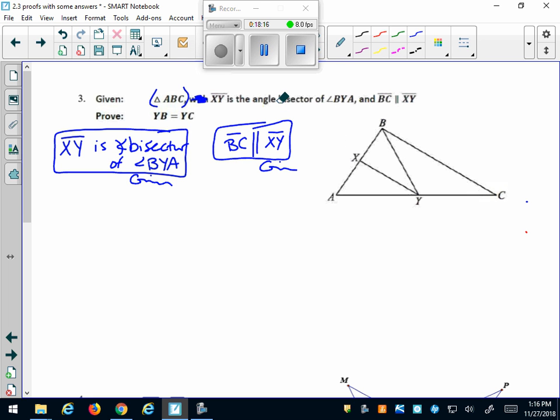So right now, let's mark the diagram. BC is parallel to XY. We use these little arrows to show those parallel. And also XY is the angle bisector of angle BYA. If XY is the angle bisector of angle BYA, what two angles would be congruent to each other? Bisector always creates two congruent somethings, right? If it's an angle bisector, it's two congruent angles. If it's a segment bisector, it's two congruent segments. Yeah, Grace.